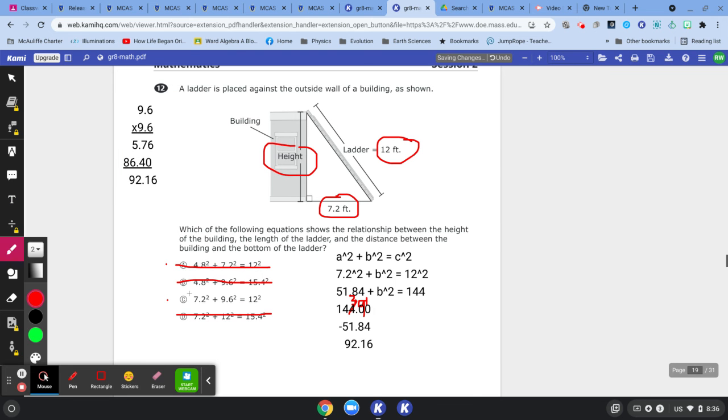The answer is C. 7.2 squared plus 9.6 squared is 12 squared. I'm not sure if this section allows a calculator, but if it does, that'll make things a lot easier for you, of course. Now I'm going to pause the video. I'm going to go on to the last question that was requested.